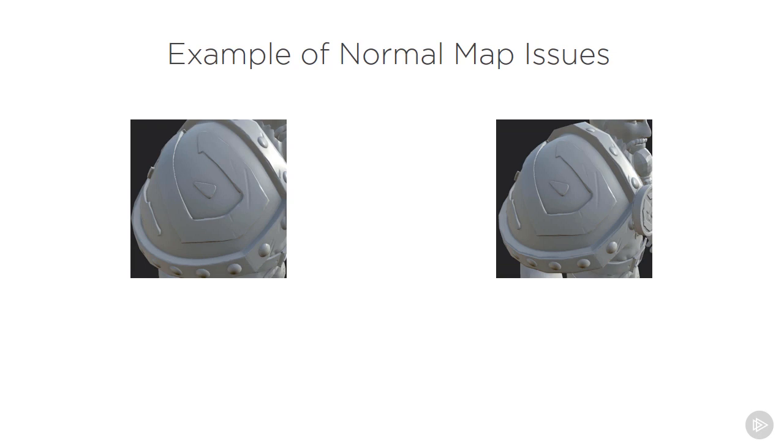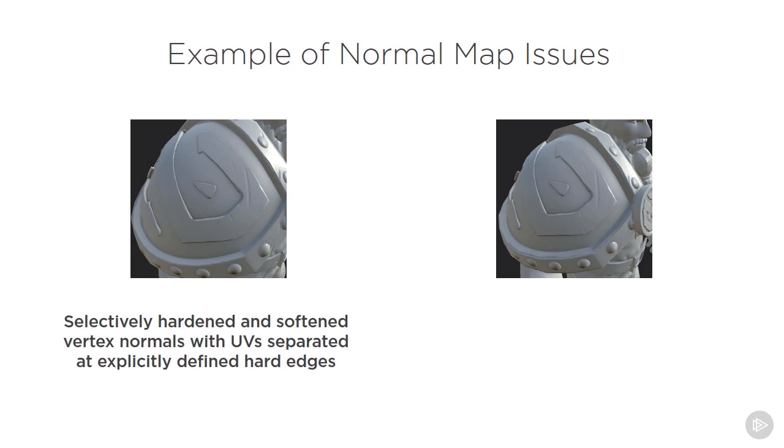So I have two images here. In the image on the left, there has been some selective hardening and softening of the vertex normals. The UVs for this particular image have been separated at the explicitly defined hard edges, so anywhere I've come in and said, this edge needs to be hardened. Now the image on the right has completely softened or averaged vertex normals for the entire mesh, so there are no explicitly defined hard edges here.